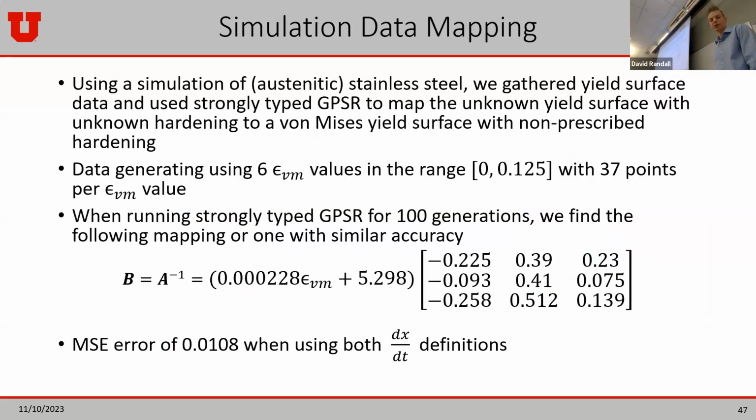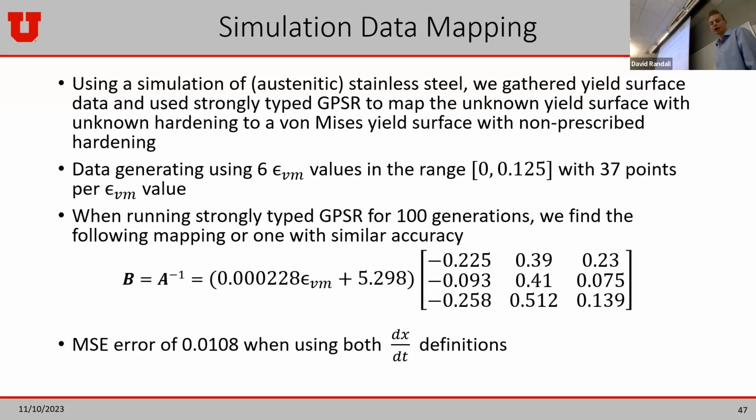So it brings us to our third test case, which is taking a simulation of stainless steel and doing a similar thing to the previous test case, except that we don't know the underlying yield surface. We have to find it. And so we generated data with 6 different epsilon VM values in the range of 0 to 0.125 with 37 points per each of those values, and then used strongly typed GPSR to find the mapping from this simulation data down to a von Mises cylinder of some radius.